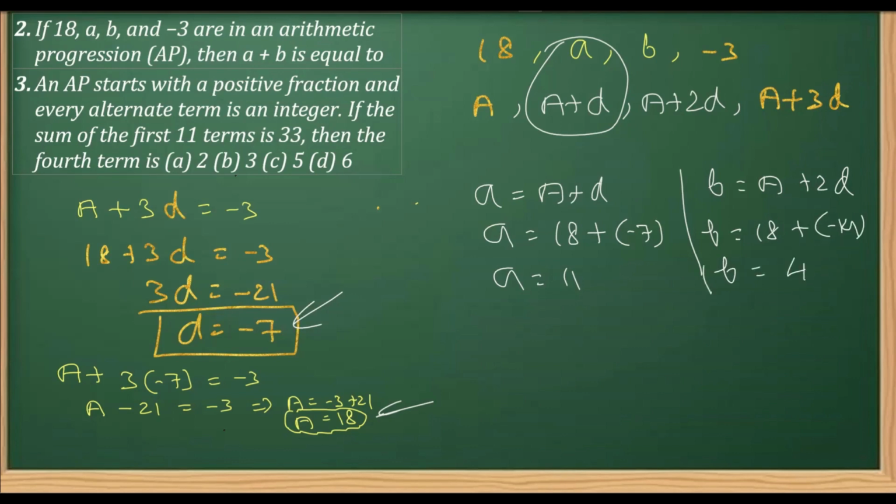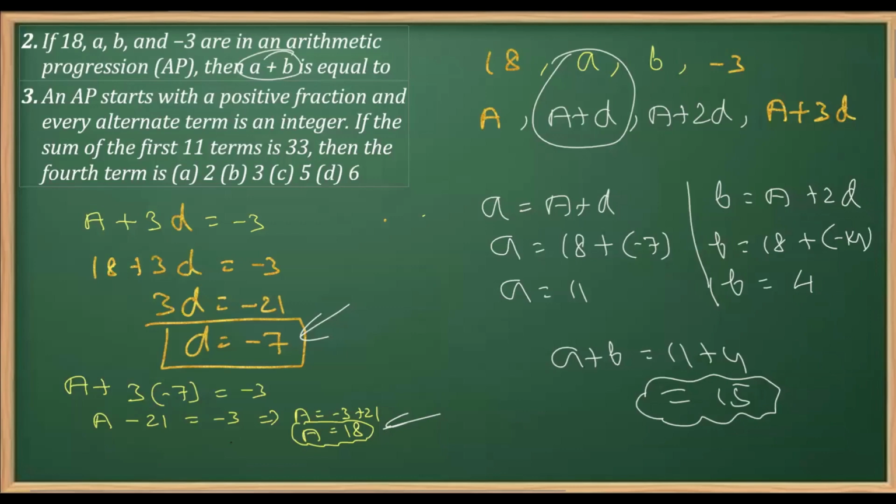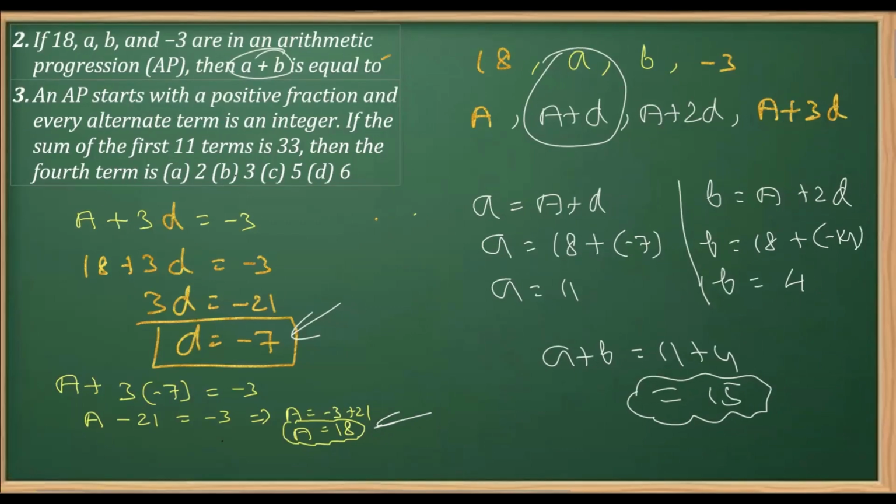So once we got the value of a and b, check what we had to get. We have to get a plus b. So a plus b is 11 plus 4, that is equal to 15. So our answer is 15. One more time, we'll finally declare the answer over here as 15.